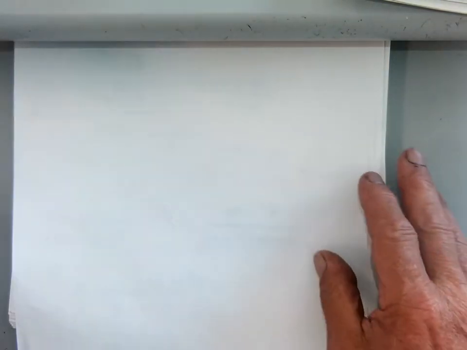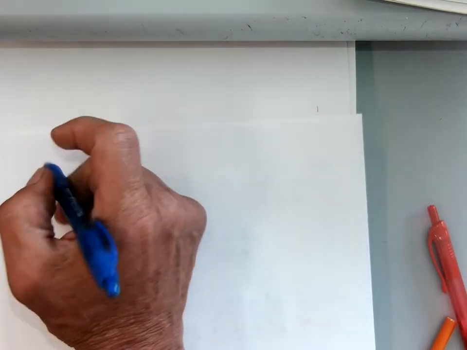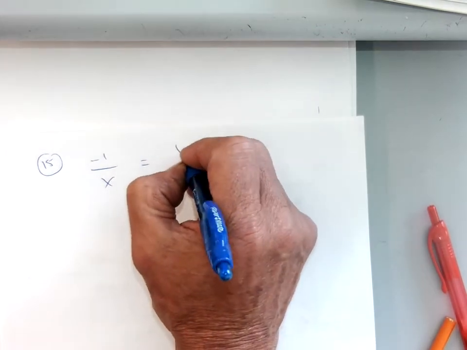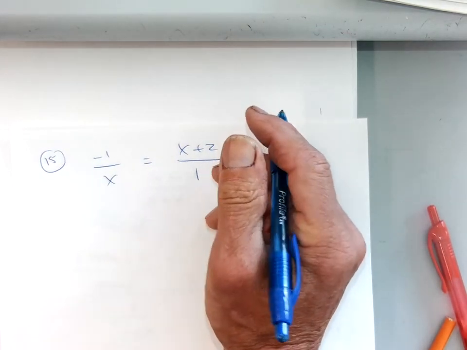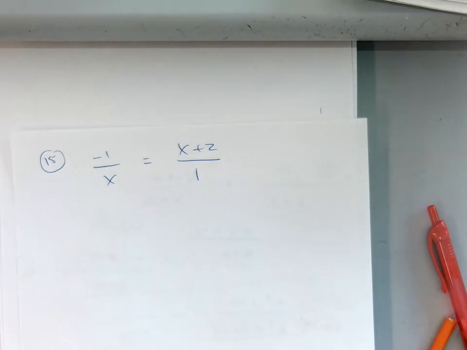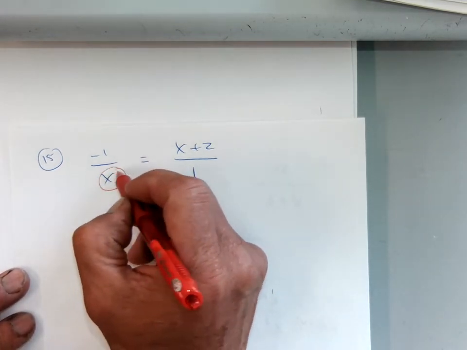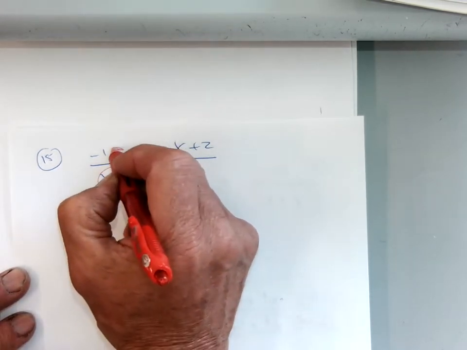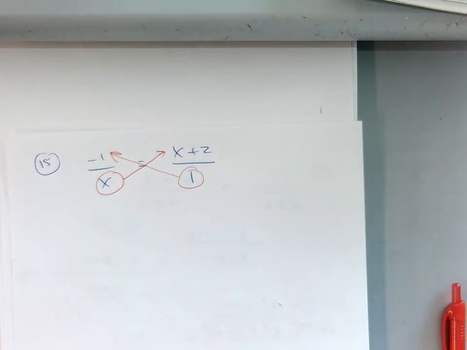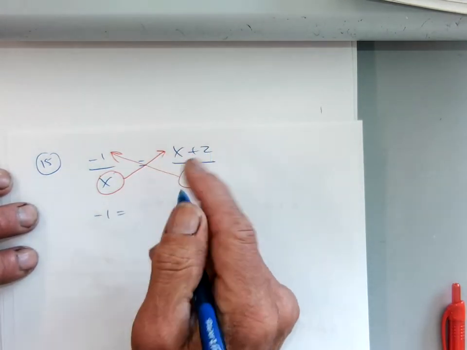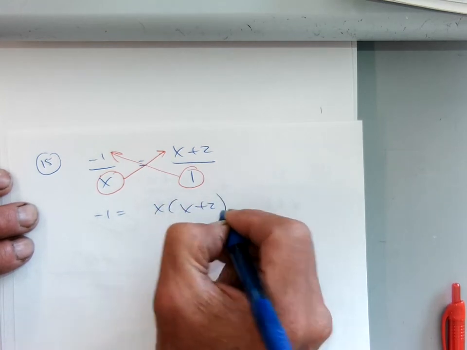Okay. All right, now let's look at the back side, okay? Number 15. Negative 1 over x equals x plus 2 over 1, okay? If you have a fraction equal to a fraction, equal sign, see the equal sign? I cross multiply, okay? If you have a fraction equal to a fraction, just cross multiply. So 1 times negative 1 is negative 1. x times x plus 2.